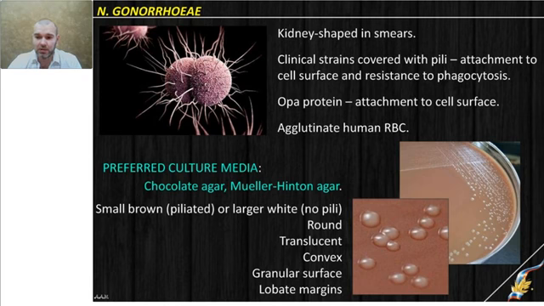It provides resistance to phagocytosis. As well, the bacteria have a unique molecule, Opa protein, which is also a factor of adhesion. And in diagnostic practice, those pili are used in the agglutination reaction, because they can agglutinate human red blood cells non-specifically.